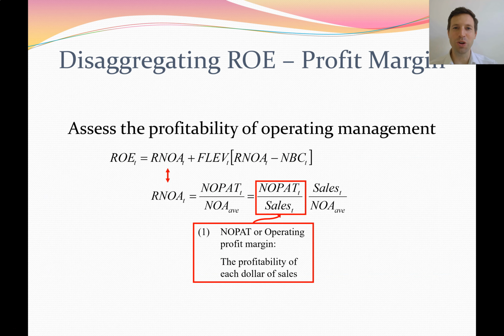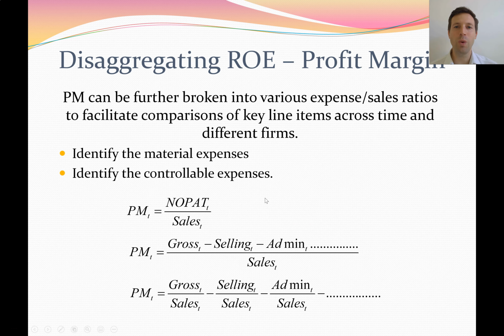Okay, let's look at the individual components in a little bit more detail. Let's look at the profit margin. So we want to be able to assess the profitability of operating management, and profit margin is going to be one of the ratios. We said the profit margin was NOPAT divided by sales, and it tells us about the profitability of each dollar of sales. So if I make $1 million of sales and my NOPAT is $100,000, that means my operating profit margin is 10%. For every $1 million I sell, I get to keep 10% of that as a profit. We can break down the profit margin into various subcomponents, as we saw in that family tree figure, and that can give us a better understanding of what's actually driving our profit margin.